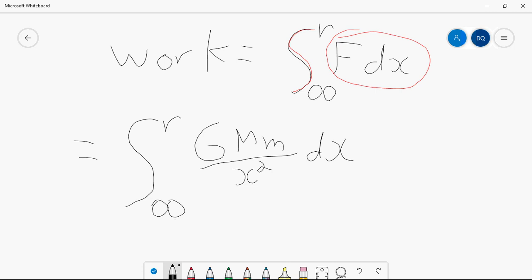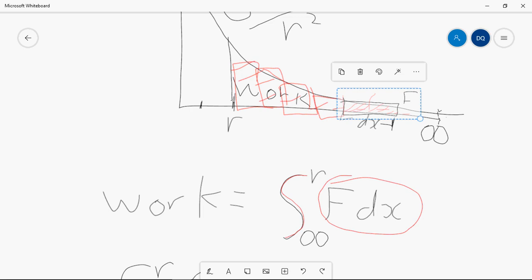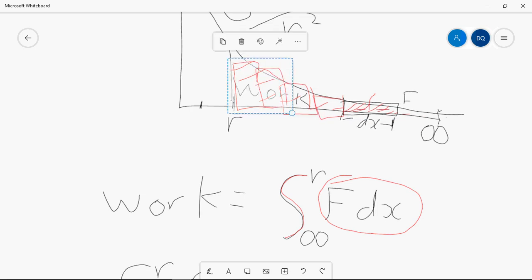So what does that mean? Those terms after the integral symbol, the G M m over x squared, that is the height of a rectangle. That's your G M m over x squared. And the width of the rectangle is dx. And when you multiply them together, it gives you the area of the rectangle. And what we're doing here is we're adding up a whole bunch of those rectangles. And when we add them together, that's going to give us the area under the curve.